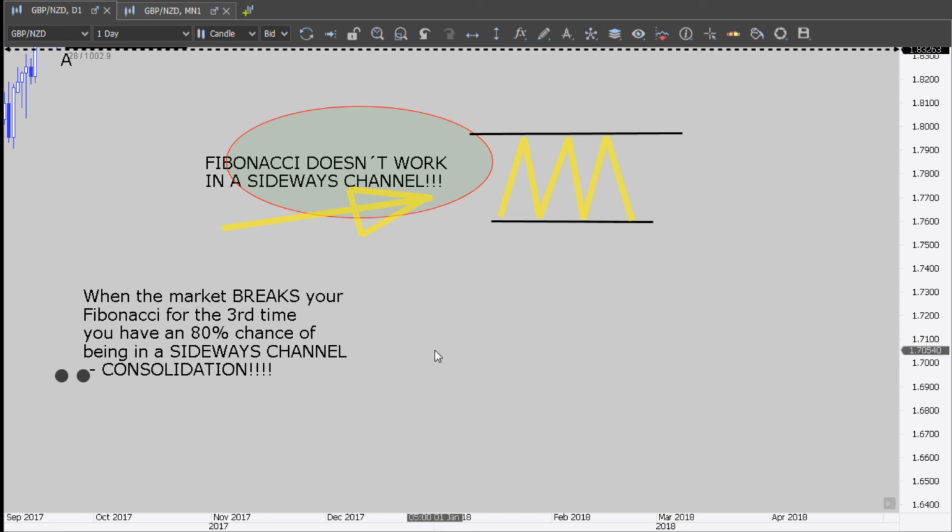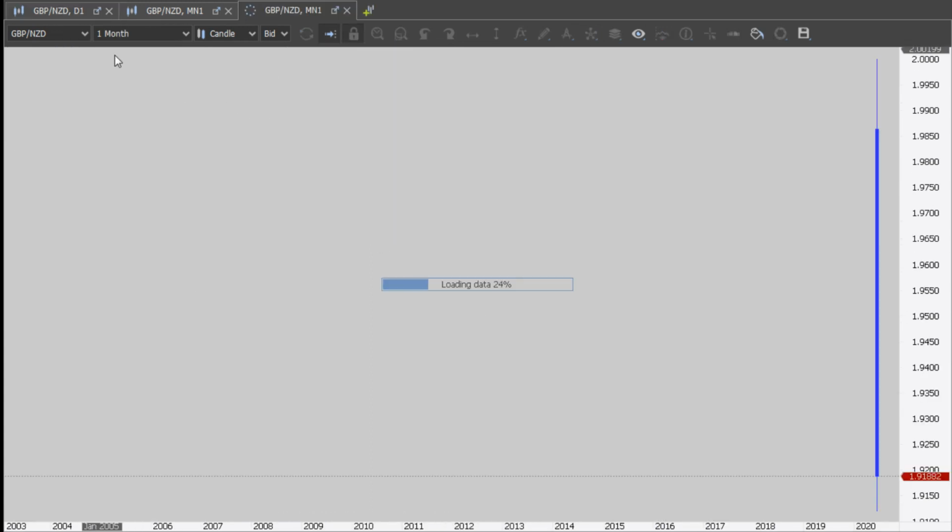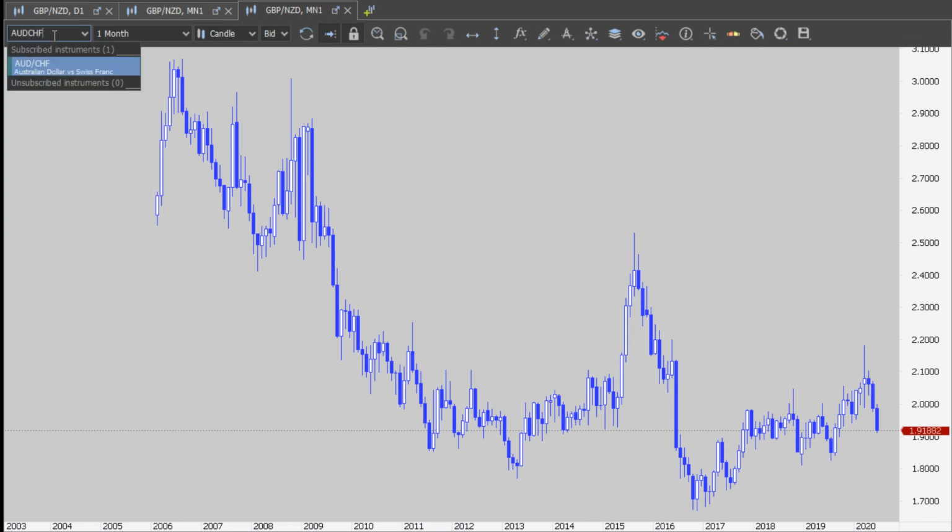AUDCHF is not sideways. Yes, it is. AUDCHF.